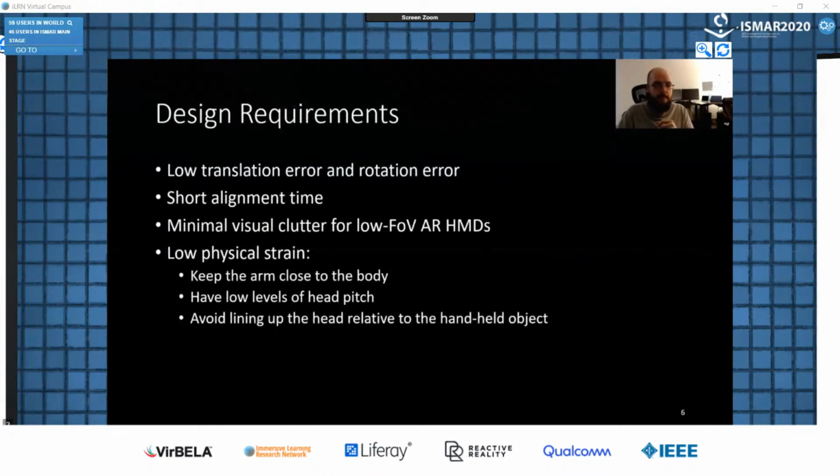interface design. So we first enumerated the design requirements for this kind of interface. A lot of them are straightforward: low translation error, low rotation error, short alignment time. These are relatively obvious. We also want to minimize the visual clutter, especially because the field of view of these headsets is relatively small. But the main focus of our work was low physical strain.